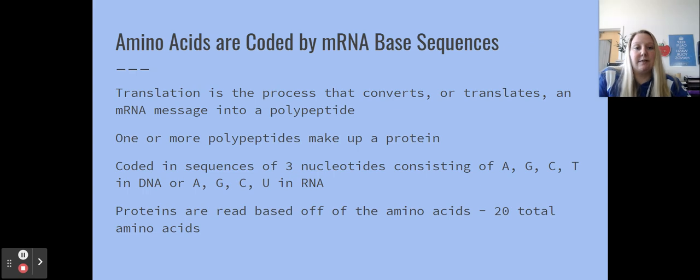Translation is a process that converts, or translates, the DNA message into a polypeptide. But remember, that message is in the form of RNA. One or more polypeptides put together make up a protein. It's coded in a series of 3 nucleotides consisting of A, T, C, or G in DNA, and A, U, C, and G in RNA. Proteins are read based off of the amino acids. There are 20 total amino acids, and you can make 9 of them in your body, which means you have to consume the other 11.